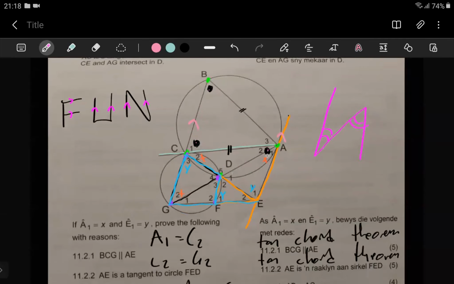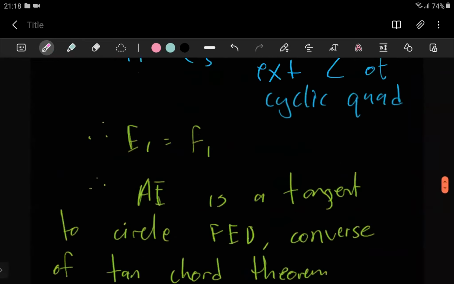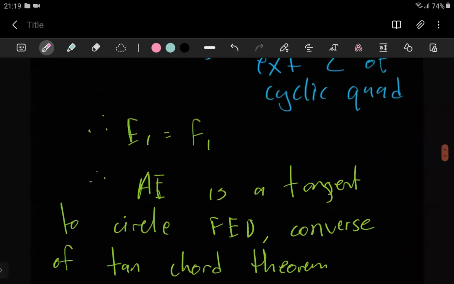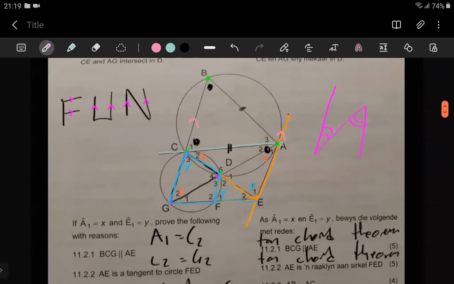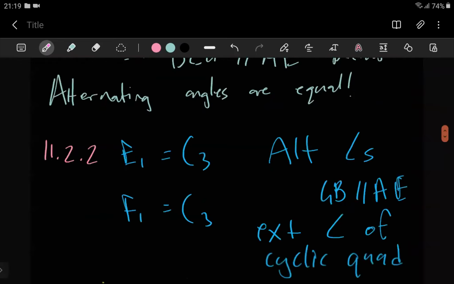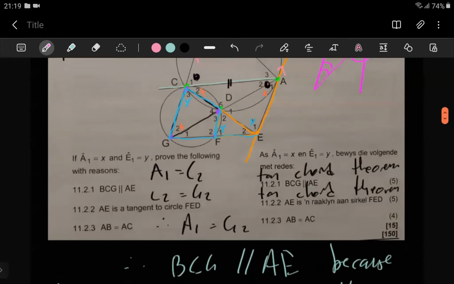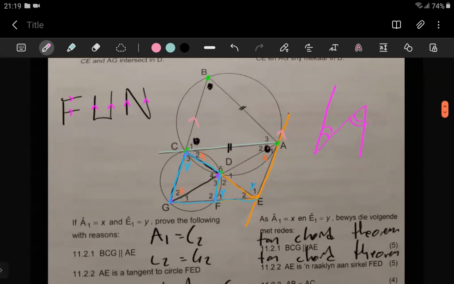So here we're going to say CAE is equal to C1. The reason there is alternating angles. Okay. So with that being said, we're going to now say that CAE also is equal to B.